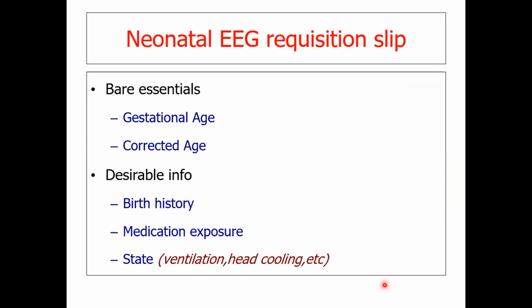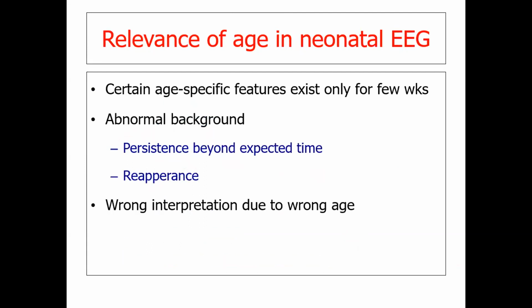While filling up the EEG requisition slip, 2 points have to be kept in mind. One is the gestational age and the corrected age. This is very important. You will come to know why as the presentation progresses. As you all know, corrected age takes into account not only the number of days after birth, it also takes into account the actual gestational maturity. Desirable info includes birth history, any history suggestive of seizures, whether the neonate is being ventilated, has undergone head cooling or things like that.